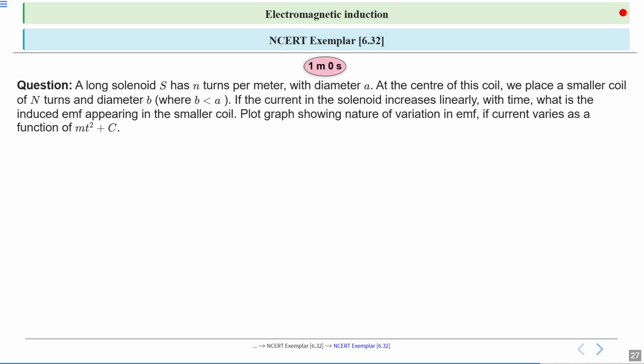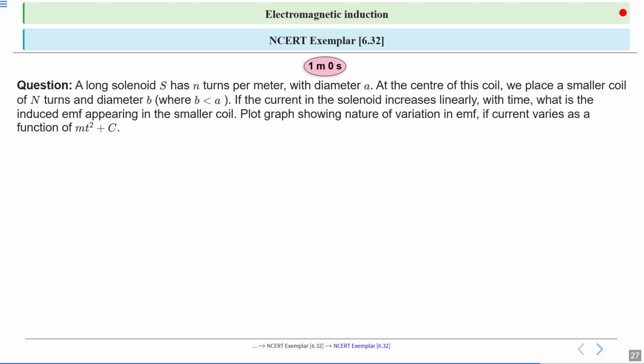Next question. A long solenoid S has n turns per meter with diameter A. At the center of this coil, we place a smaller coil of n turns and diameter B, where B is less than A. The smaller coil is being inserted in the larger solenoid. The long solenoid has diameter A and the smaller coil has n turns and diameter B, where B is less than A.